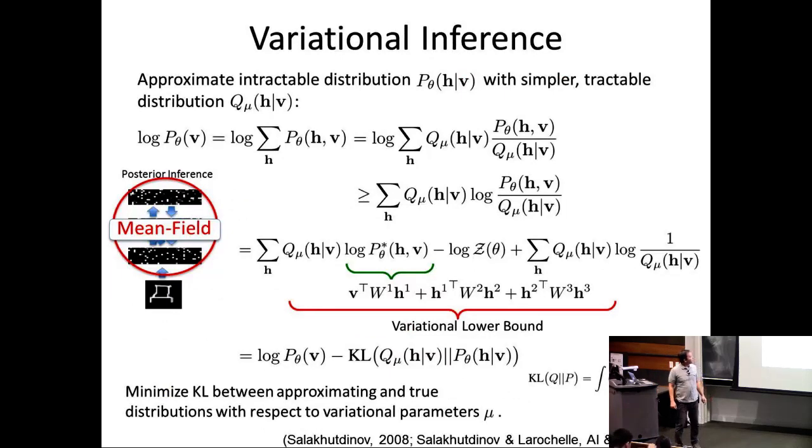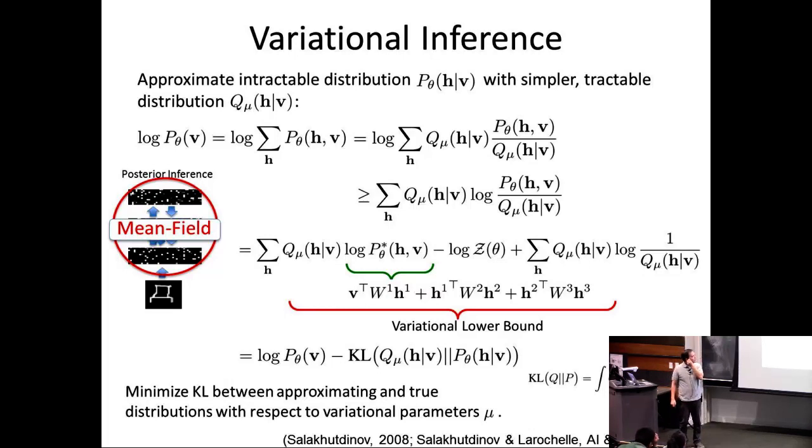So let's see, remember how we've done it in the case of deep Boltzmann machines. Remember we looked at variational inference. So let's just revisit what we've done. You're approximating an intractable distribution with a simple tractable distribution Q, parameterized by some parameters mu. So again, you multiply and divide by Q inside the log. Q is our recognition network. Think of it as a neural network.